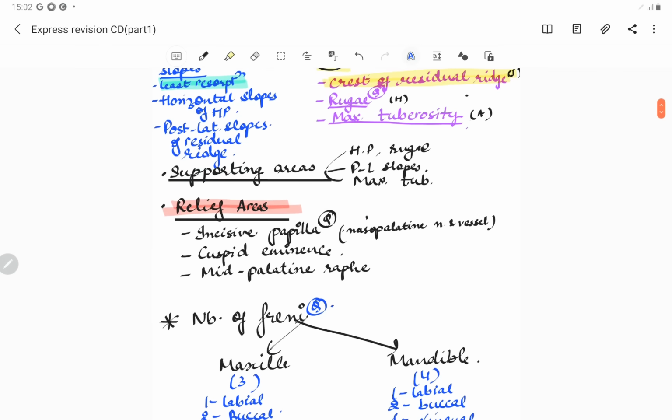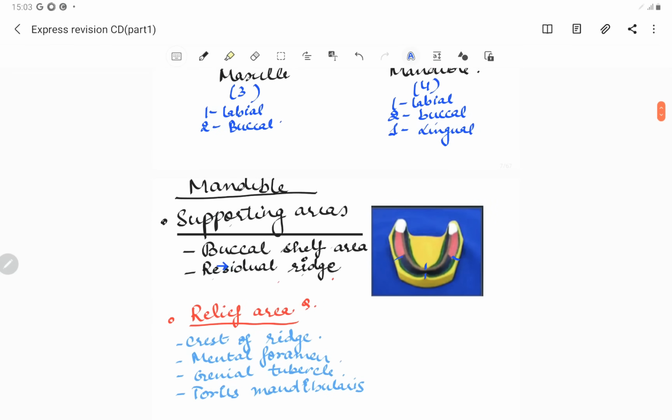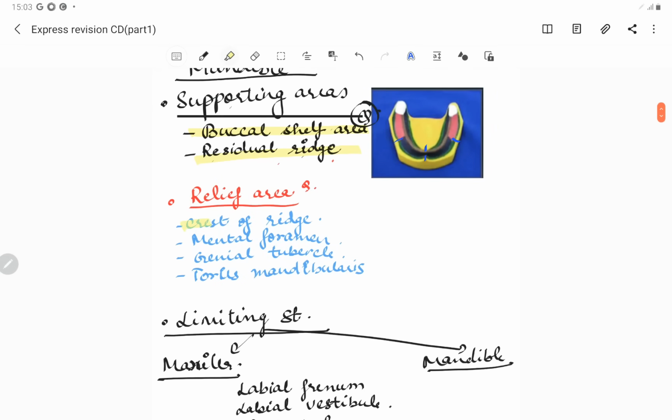Then coming to the supporting areas, we have got hard palate, rugae, posterior lateral slopes, maxillary tuberosity, and the relief areas where we are not supposed to put pressure by the denture. These are the incisive papilla, the cuspid eminence and the mid palatine raphe. Then the number of frenum present in the maxilla is 3, in the mandible there are 4. Coming to the mandibular support area, it is the buccal shelf area and the residual ridge area. The buccal shelf area is again very important. Then relief areas: the crest of the ridge, mental foramen, genial tubercle, torus mandibularis.